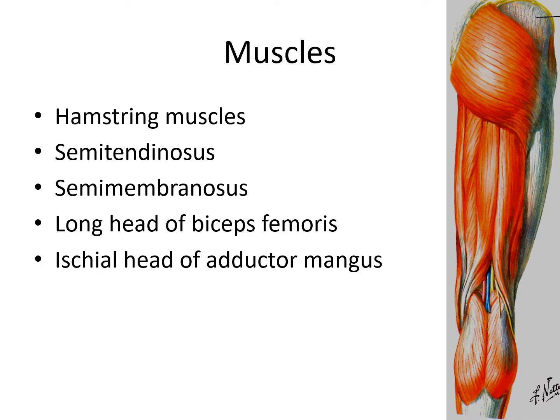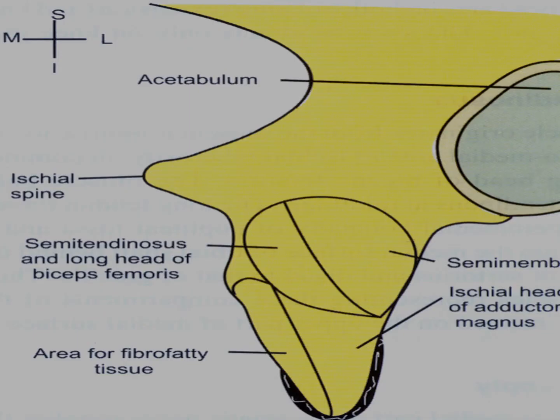Why is the name hamstring muscles given? Because they have a common criterion: they all arise from the ischial tuberosity. So the ischial tuberosity is the common origin of these hamstring muscles. It has superolateral, superomedial, inferolateral, and inferomedial areas. Superolaterally there is the origin of the semimembranosus.